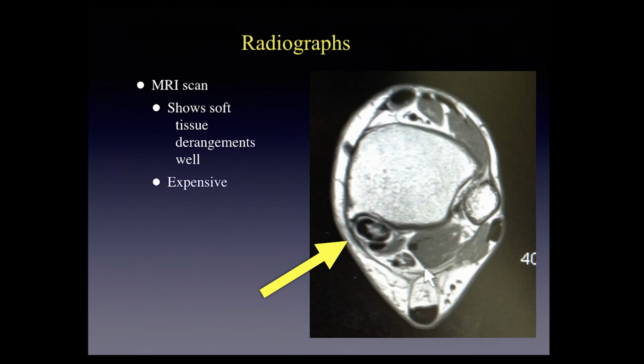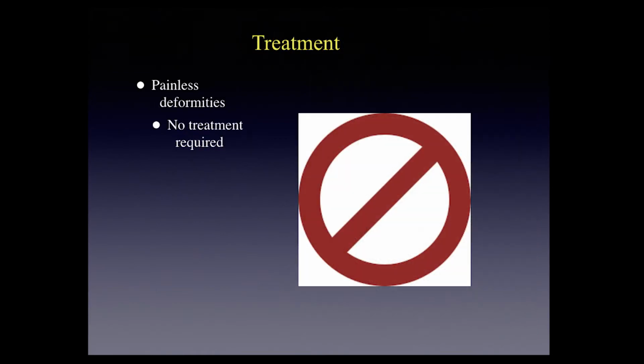Sometimes we'll order an MRI scan. This is an expensive test, but it will often show the soft tissue derangements, such as this person. The arrow is pointing to disease of the posterior tibial tendon. For people who have painless deformities, the treatment is often non-aggressive treatment and even no treatment.